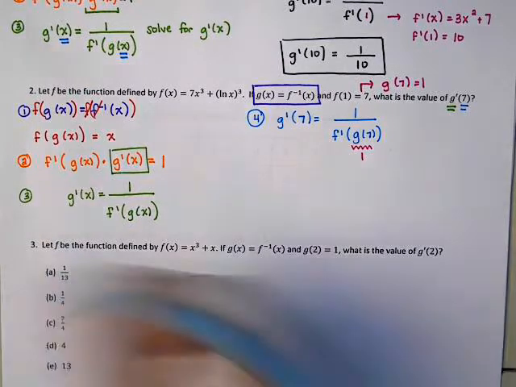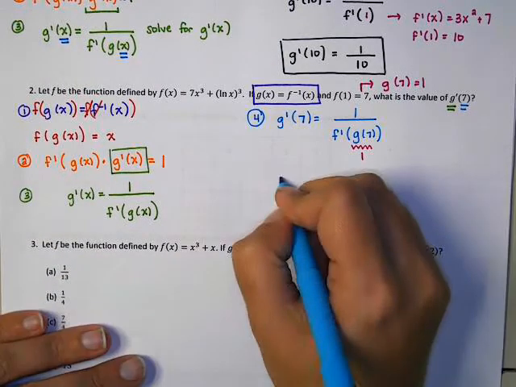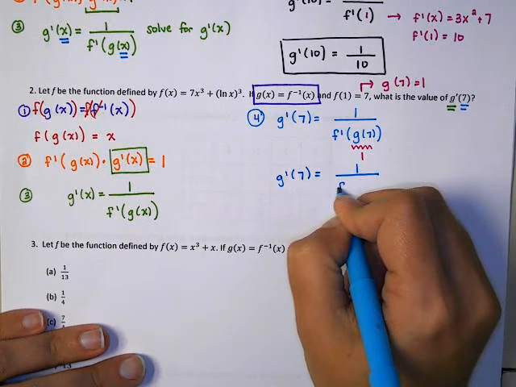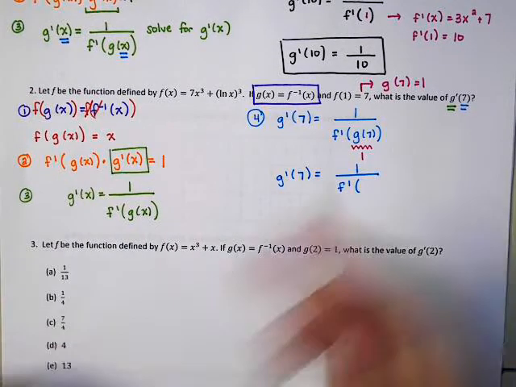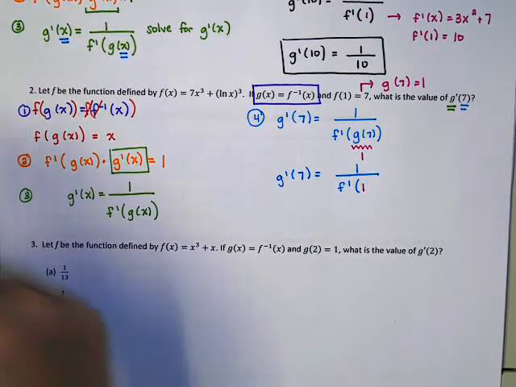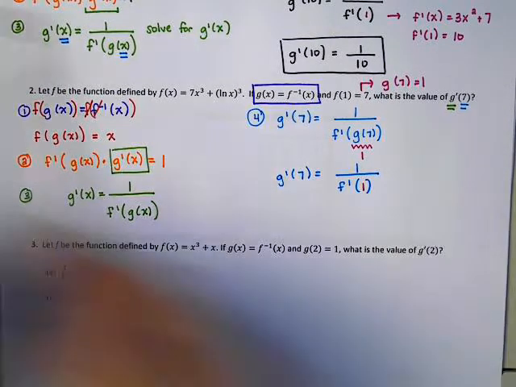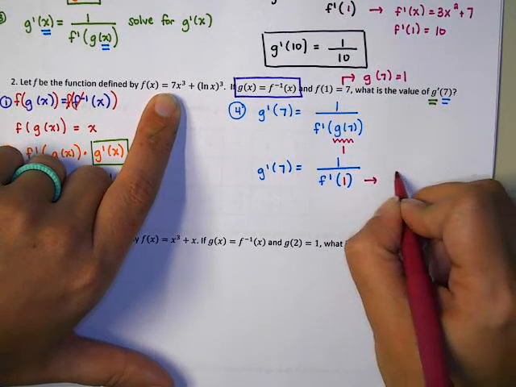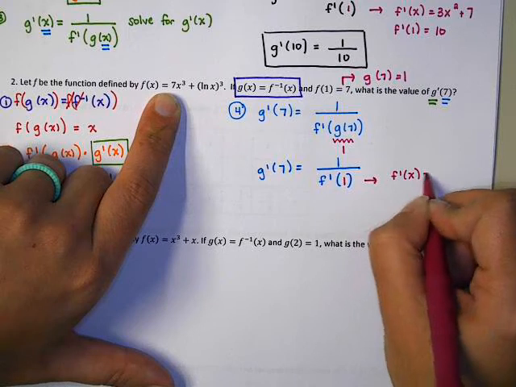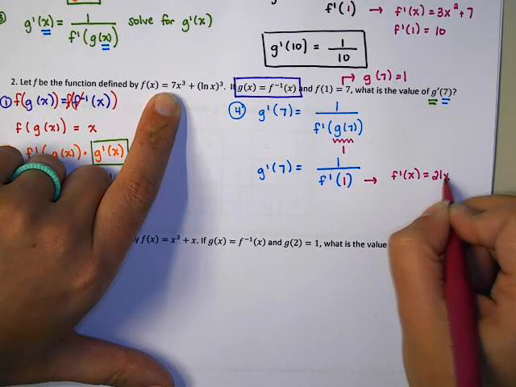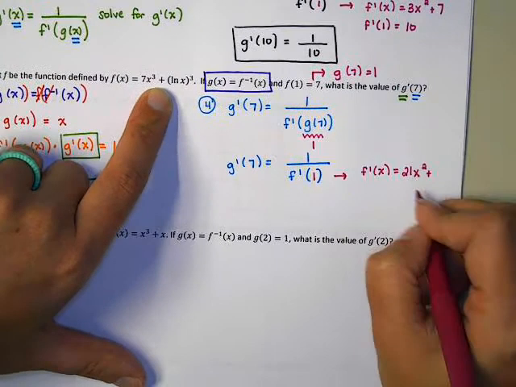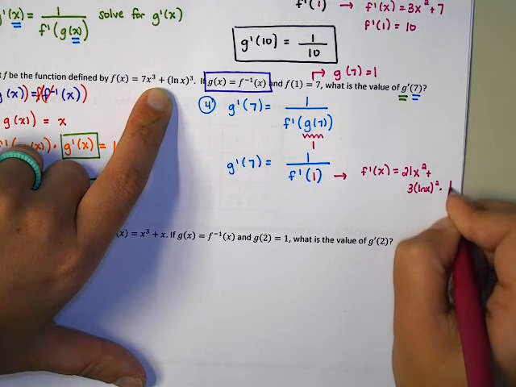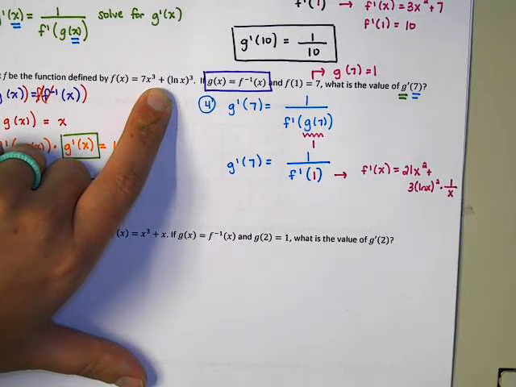So my new problem that I'm trying to simplify is g prime of 7 equals 1 over f prime of 1. In order to find f prime of 1, I'm just going to use the f of x function that I know and plug in the number 1 to the derivative. So f prime of x is 21x squared plus 3 times the natural log of x squared times the derivative of the inside, which is 1 over x.